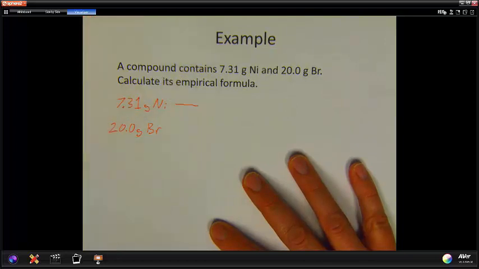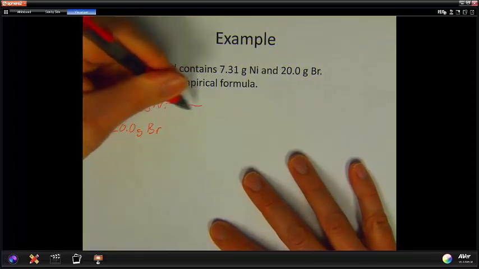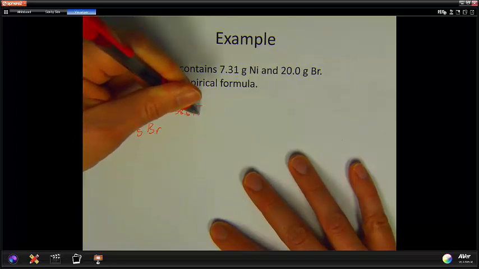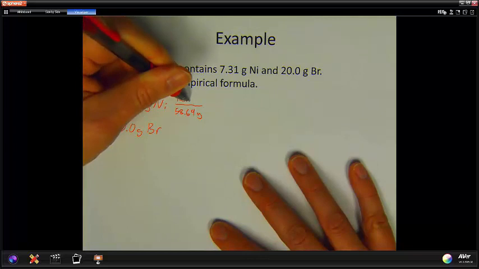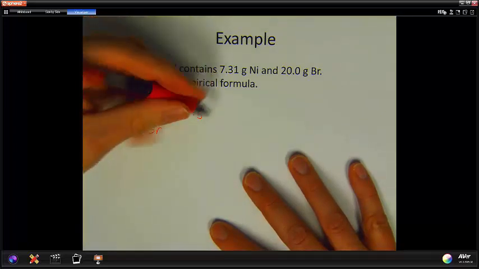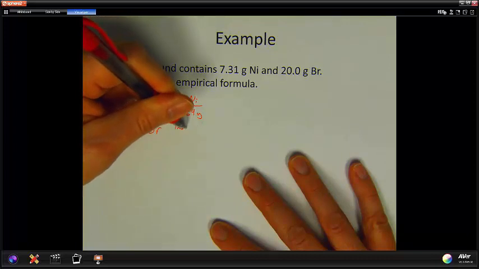58.69 grams in 1 mole of nickel. Again, we're converting to moles, so grams on the bottom. For bromine, we have 1 mole of bromine, and that is 79.90 grams.